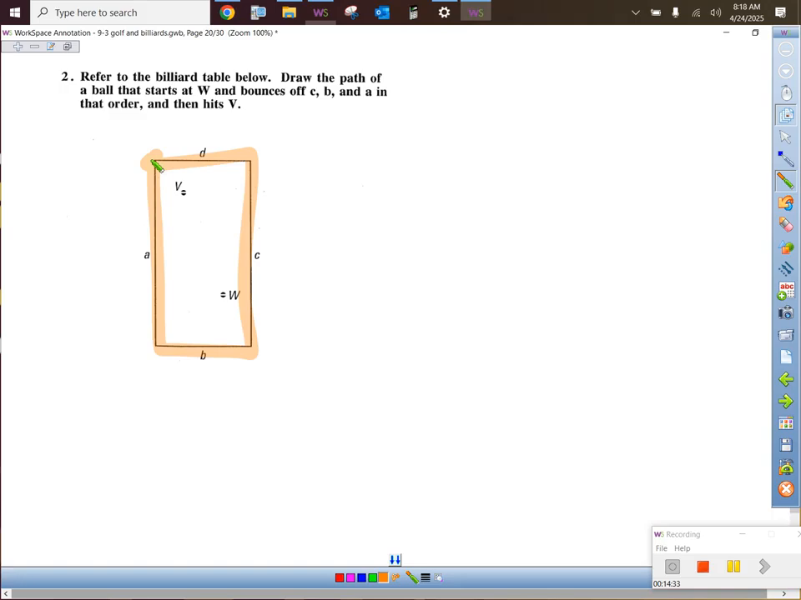So it's the same 4 steps as before. I put them down at the bottom of your screen. So it says draw a path that starts at ball W, bounces off C, B, and A in that order, and then hits ball V. So let's write the path. Where are we starting at?